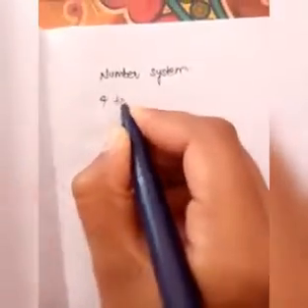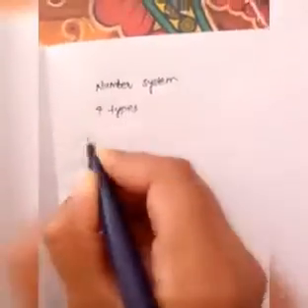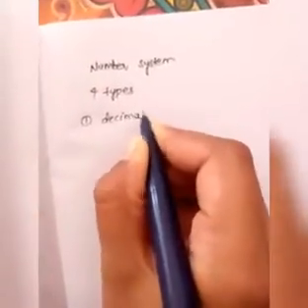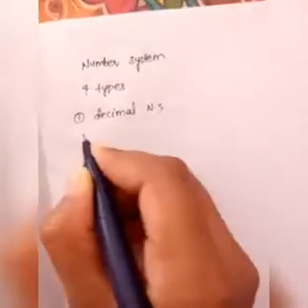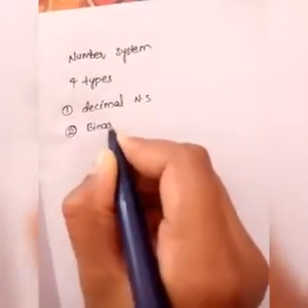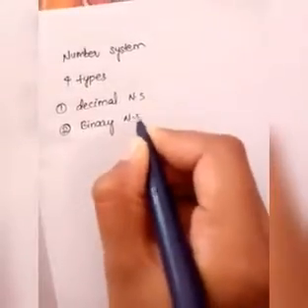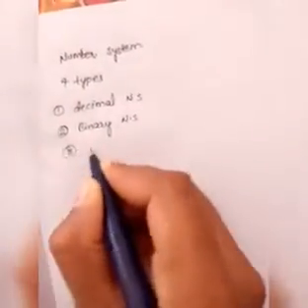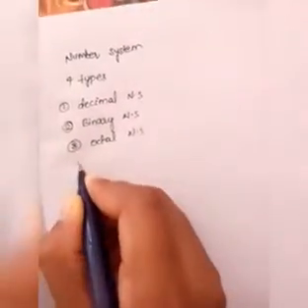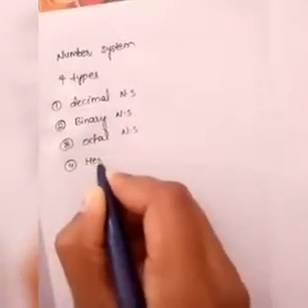We discuss about the number system. Number system is classified into 4 types. First one is decimal number system. Second one is binary number system. Third one is octal number system. Fourth one is hexadecimal number system.